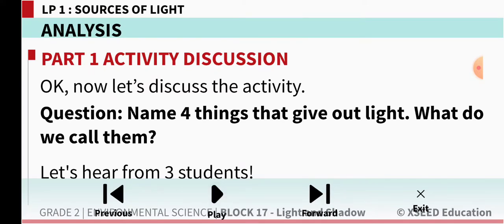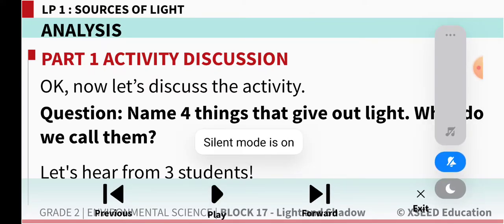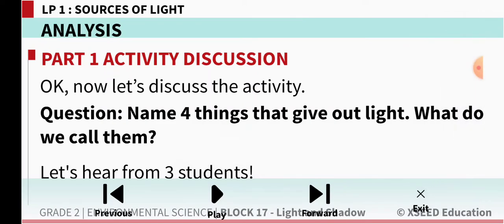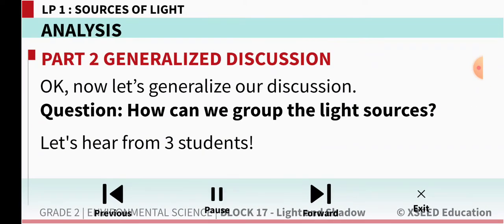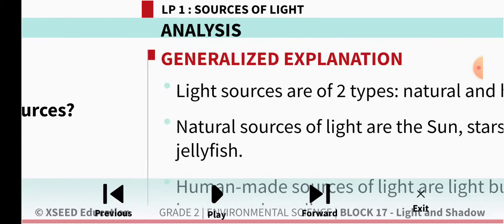Name 4 things that give out light. What do we call them? Sun, candle, torch and lighter are 4 things that give out light. We call them sources of light as they give us light. How can we group the light sources? Can we sort them into groups?